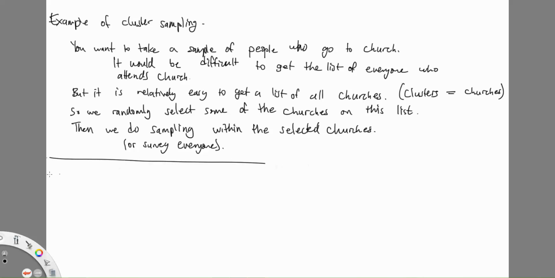Okay, and the last one, systematic sampling. So systematic sampling works best when there's a line or a queue.